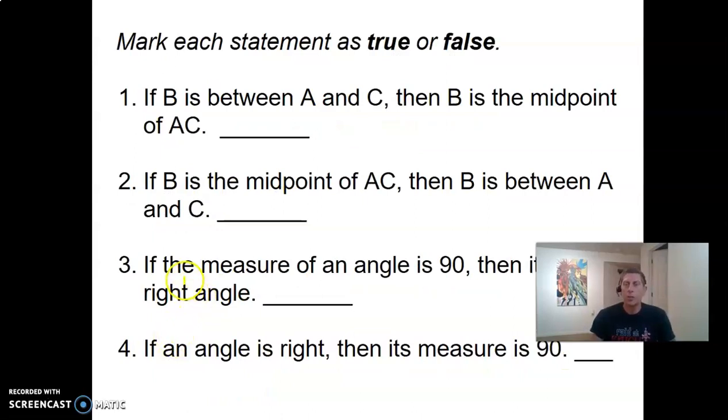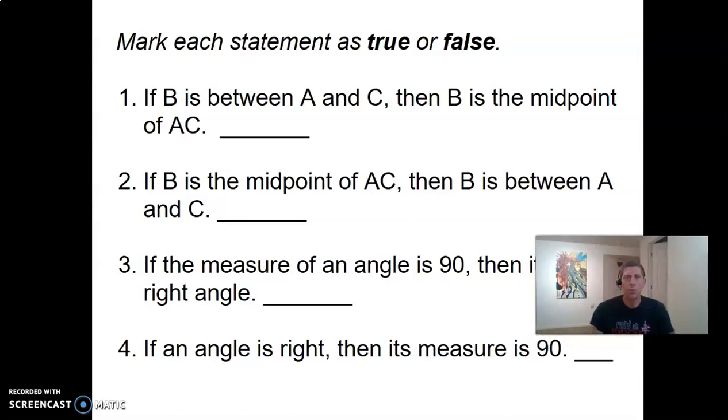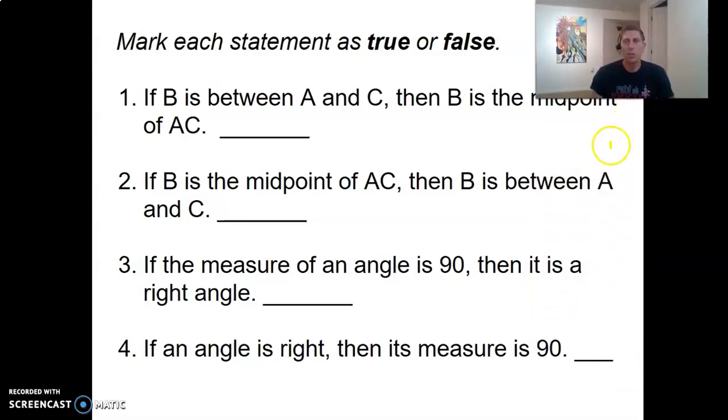Mark each statement as true or false. So what I'm going to ask you to do is to go ahead and mark each statement as true or false. Pause the video, take a look, and see if you can figure each one out. This word right here under my screen is midpoint if you can't make it out. Okay, welcome back. Hopefully you paused the video and you had a go at these.